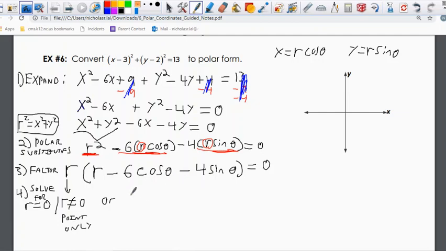r is going to be equal to, if r minus 6 cosine of theta minus 4 sine of theta is equal to 0, then r would have to be equal to 6 times the cosine of theta plus 4 times the sine of theta. Because if this term is equal to 0, you could rearrange it as this term right here.